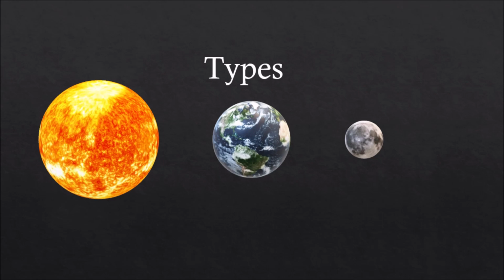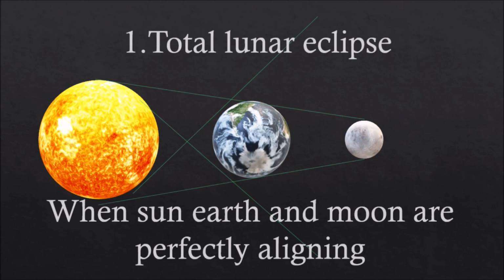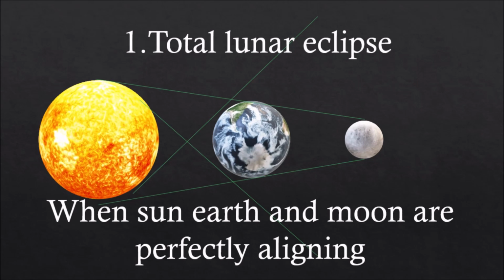Now we're gonna say the types of lunar eclipses. First things first, the total lunar eclipse. When the sun, earth, and moon are perfectly aligning. This is the umbra. This is the penumbra. As you can see, the moon is perfectly in the middle of the penumbra.